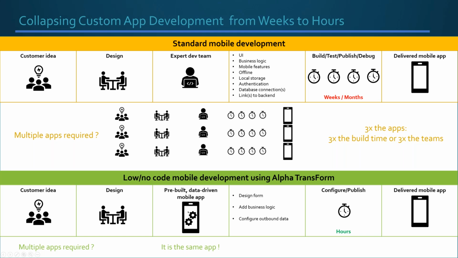So you design your form, you add business logic, which says this field needs to be validated against that value. It's a higher value, it's a lower value. Or you do calculations like summaries and any kind of business logic you need to add. You configure any outbound data if you need to store the data that you're collecting somewhere outside the Transform environment. And that is really it. You can go from a requirement to a published, production-ready, enterprise-level online offline app in a matter of hours, realistically.